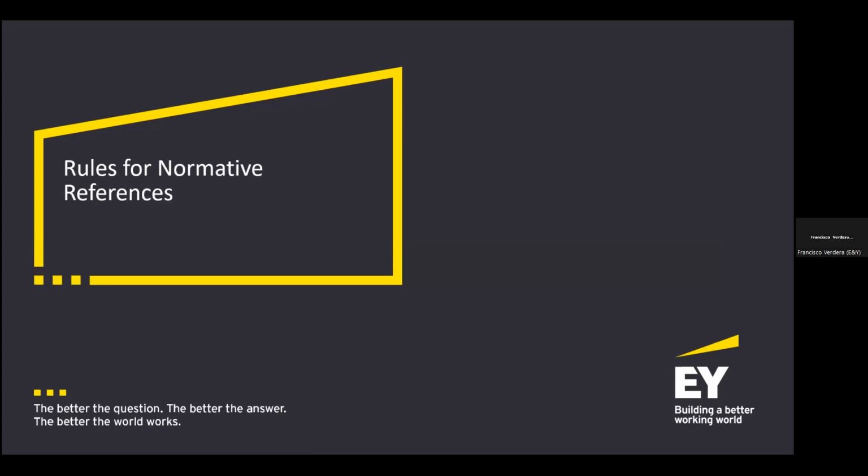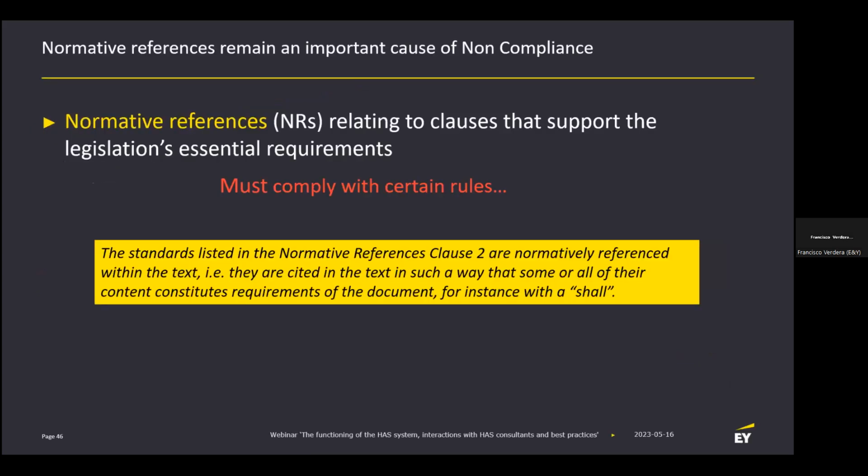And okay, let's go to the next slide, because normative references, as it was mentioned before, is one of the main important, or I would say fundamental causes for non-compliance. And this is really something that can be avoided very, very easily by the technical committees. Of course, we are providing a service to the European Commission, but we are also providing a service to the standardization community like you. So we would like to explain which are the situations we should avoid and why we are, let's say, so strict with normative references.